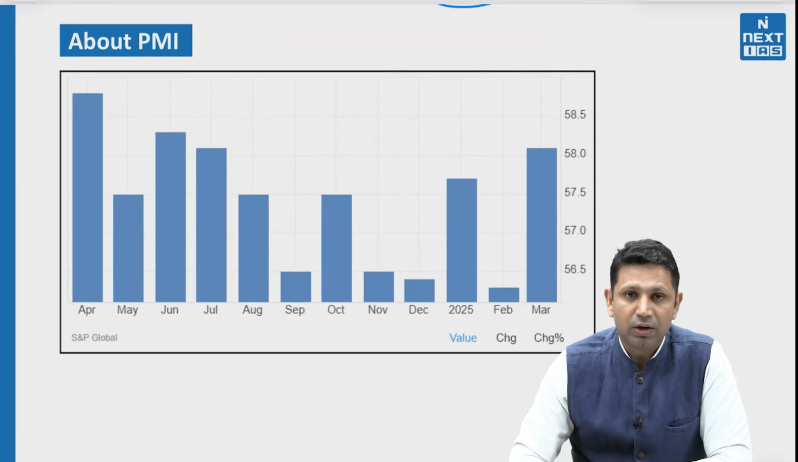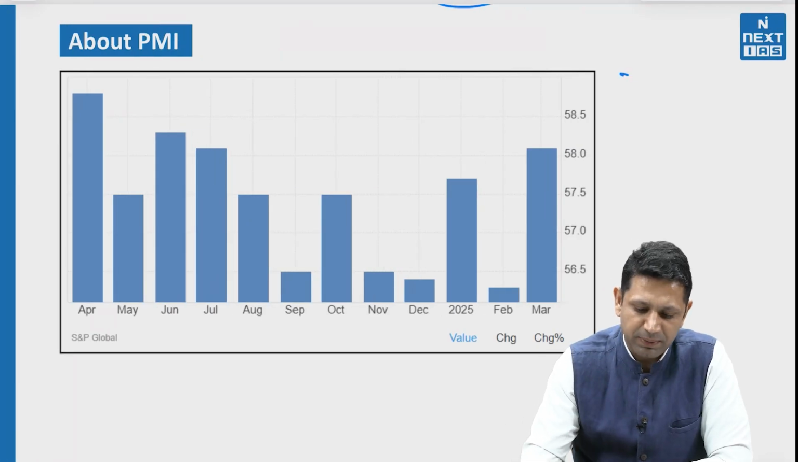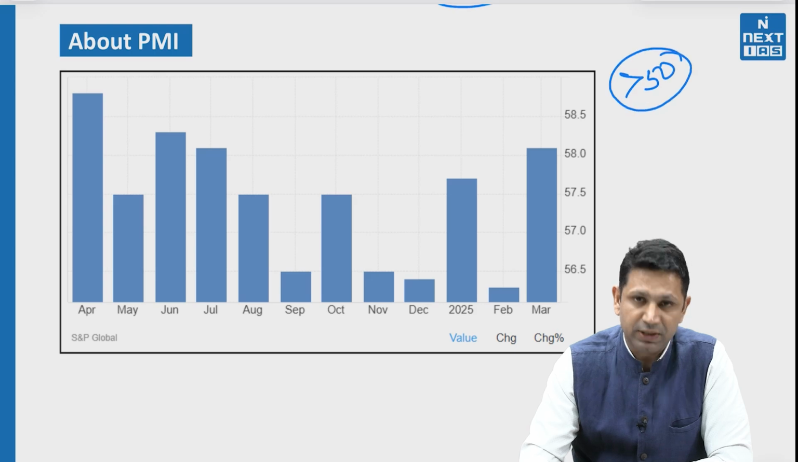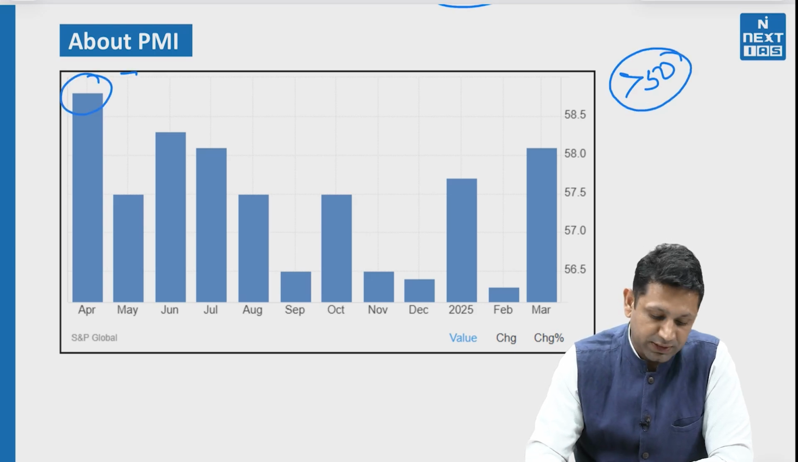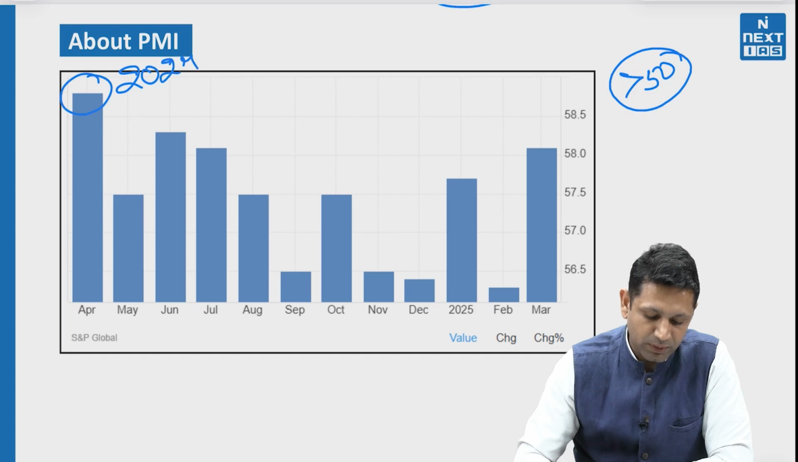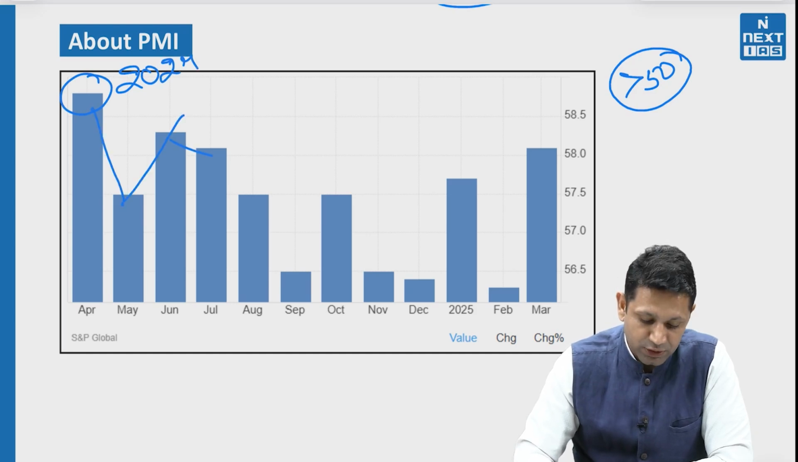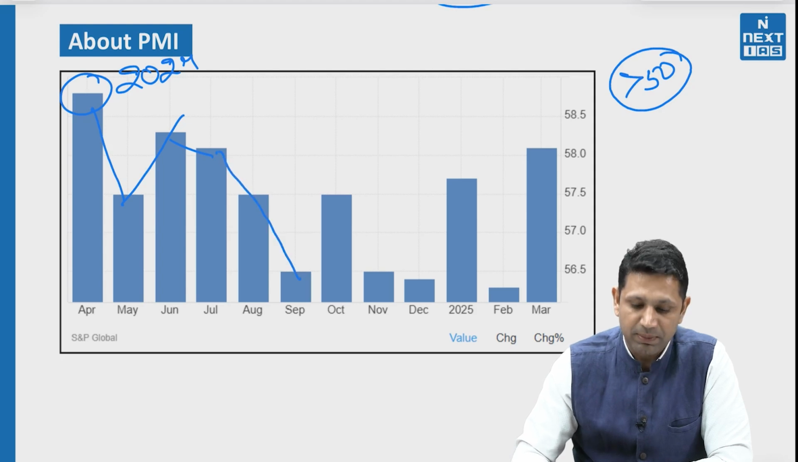decisions. Now, if we talk about India, in the last 1 year, we have seen that the PMI for India has been above 50. It was highest in April 2024. After that, in May it declined. Then in June it rose. In July again a little decline was there. Then it declined in September. Then in October there was a rise in the manufacturing activity.